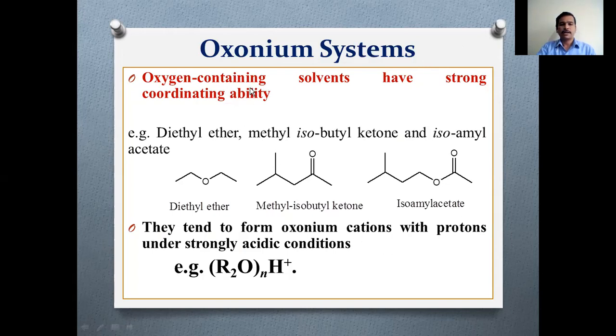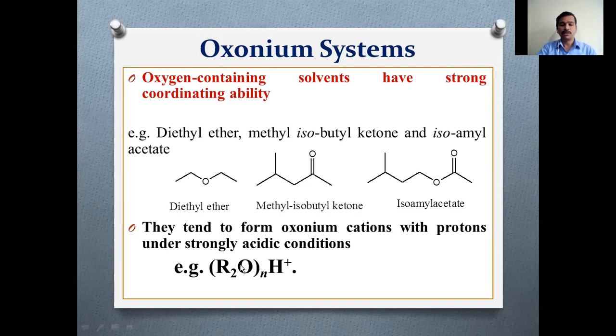Because they contain oxygen, their coordinating ability with water, acid, or any metal becomes very easy, very easily the coordination is possible. So when you use such solvents, diethyl ether, methyl isobutyl ketone, or isoamyl acetate, they tend to form oxonium cations in the presence of a strong acidic condition. The oxonium cation structure will be presented here, R2O.